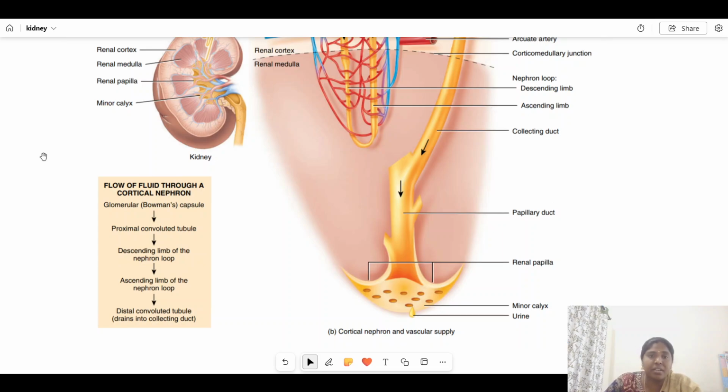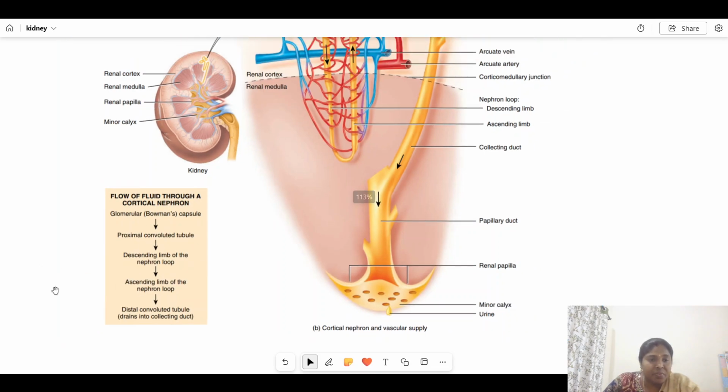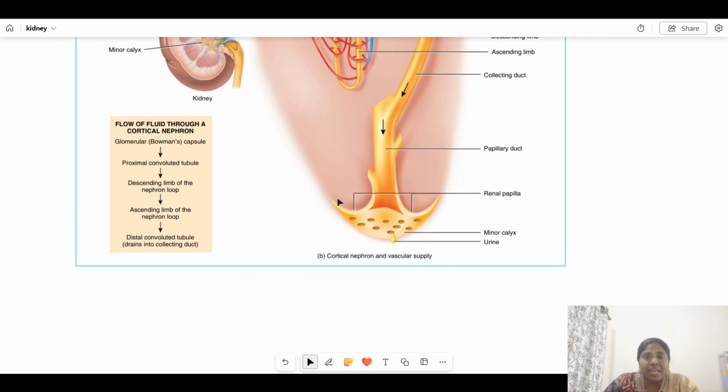This cross section is nothing but one pyramid. Through this collecting duct, the renal papilla, this is the end of the renal papillae, and the minor calyx starts here. So the flow of fluid through the cortical nephron: through the glomerulus and Bowman's capsule, we can find the urine getting filtered, then it goes to the proximal convoluted tubule, then to the descending limb of the nephron loop, and to the ascending, and finally it drains into the collecting duct.